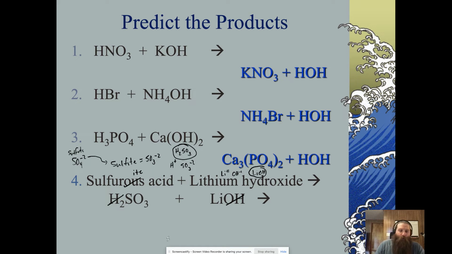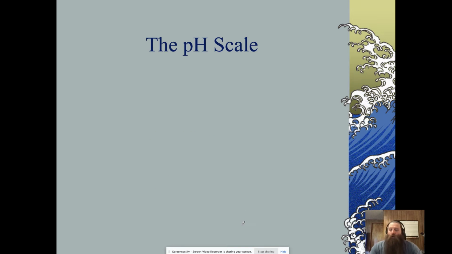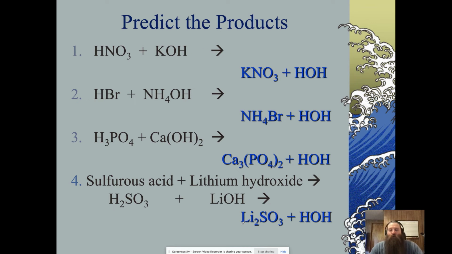So we know H and OH are going to form water. We have lithium, which is plus 1, and sulfite, which is SO3 minus 2. So that's going to give us lithium sulfite, which is Li2SO3. There we go. Lithium sulfite and water. Hopefully that makes sense as far as predicting those products. Now, it is a good idea to make sure that we balance these when we're done, right? This is definitely not balanced. I have 3 calciums on the right and 1 on the left. But you guys know how to balance, so we're not going to jump into that right now.